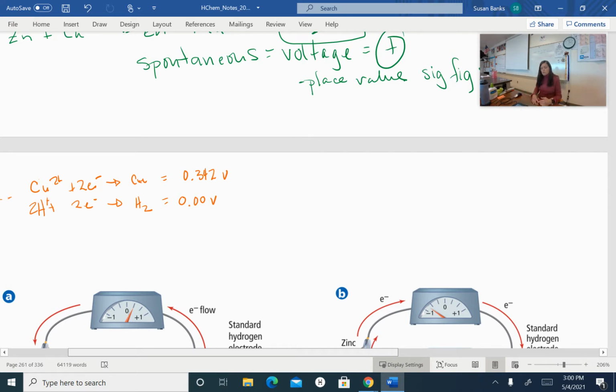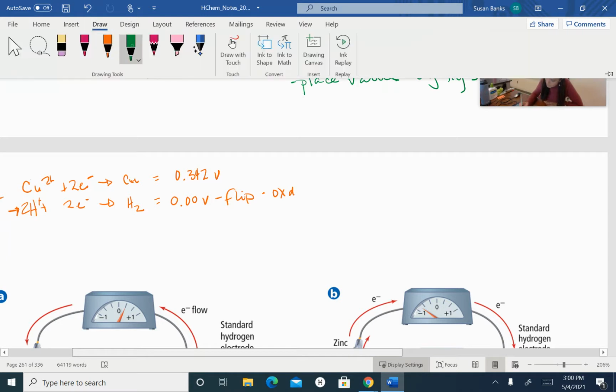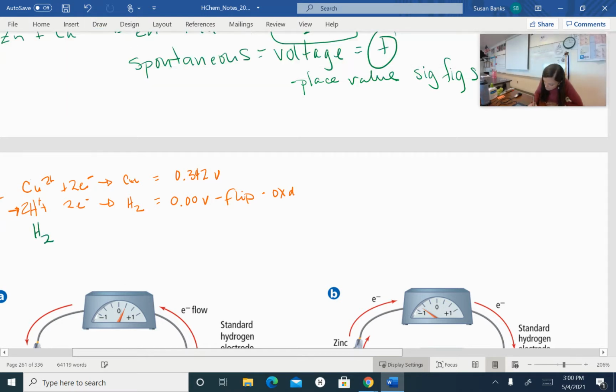We always reverse the one that has the smaller value. So which one is bigger, 0.342 or 0? 0.342, so we're going to keep that one. We are going to reverse this one, so it is going to become oxidized. We write this then as hydrogen going to 2 hydrogens plus 2 electrons, and that will be 0 volts.